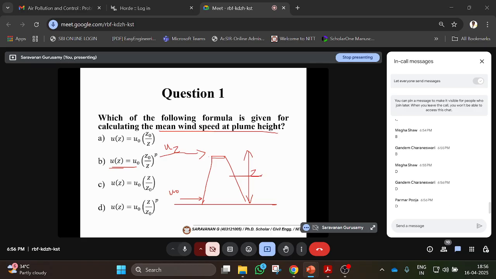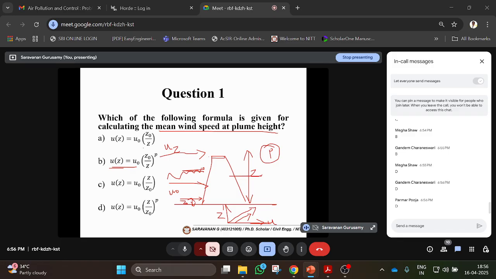I know the altitude and whatever height I have measured. 10 meter means Z naught. Z by Z naught power P. What is P? It is the stability condition. If it is an unstable condition, then wind speed will be more. If it is a stable condition, then wind speed will be nearly similar. With the height, the wind speed will increase. That's the concept. This is the wind speed, this is the height. If you increase the height, wind speed will also increase. That is a general thing.